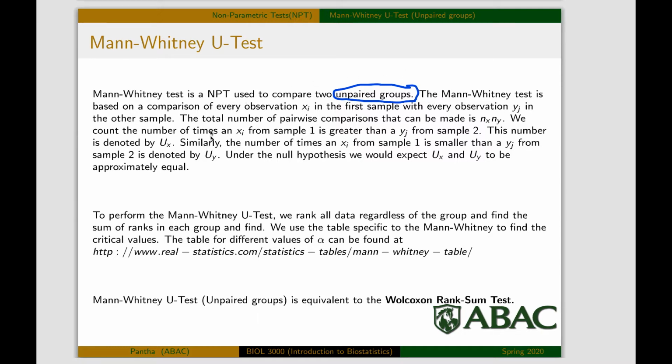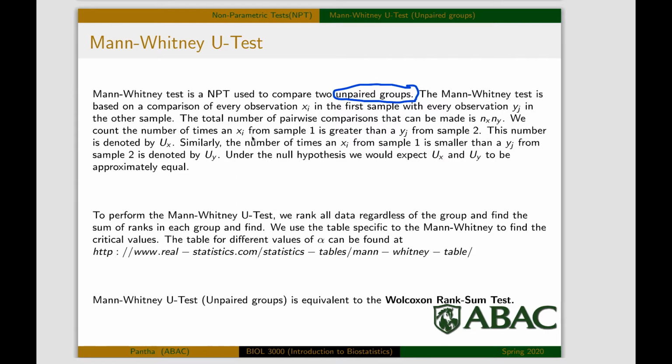It is based on the comparison of every observation x sub i in the first sample with every observation y sub j in the second sample. Meaning you take one observation and then see how many of the data from the second sample are bigger than that and how many are smaller than that. You count that way. The total number of pairwise comparisons that can be made is n sub x times n sub y, where n sub x is the sample size of the first sample and n sub y is the sample size of the second sample.